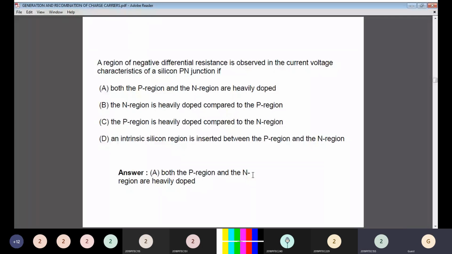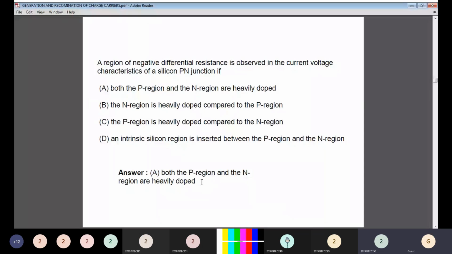Here, the first question is: a region of negative differential resistance is observed in the current-voltage characteristics of a silicon PN junction if the options are: both the P and N regions are heavily doped, the N region is heavily doped compared to the P region, the P region is heavily doped compared to the N region, and an intrinsic silicon region is inserted between the P region and the N region. Here, what is the question? A region of negative differential resistance is observed in the current-voltage characteristics of a silicon PN junction if... the correct answer is A, both the P and N regions are heavily doped.